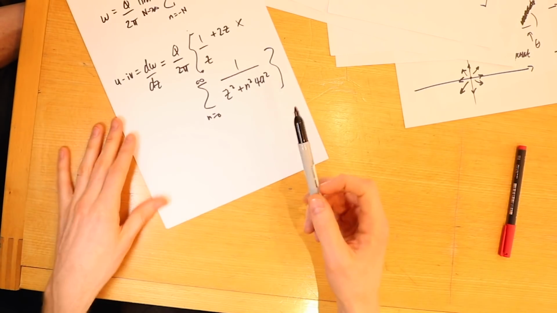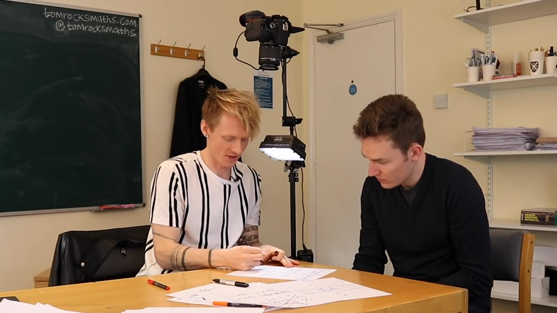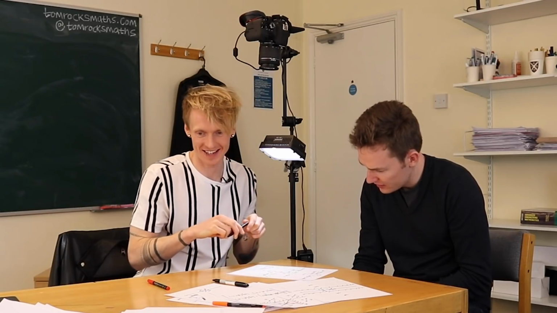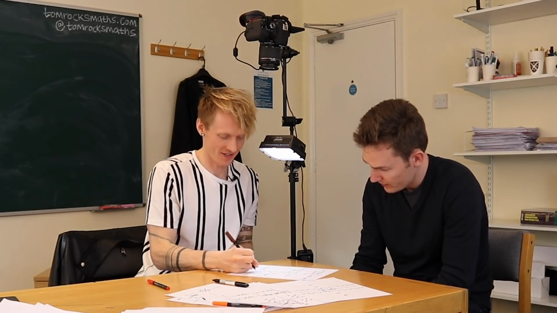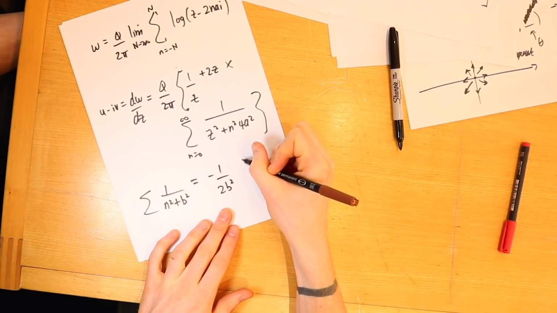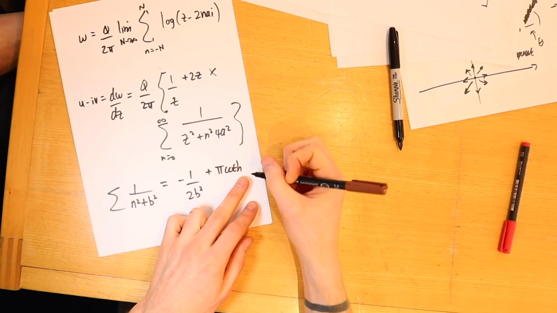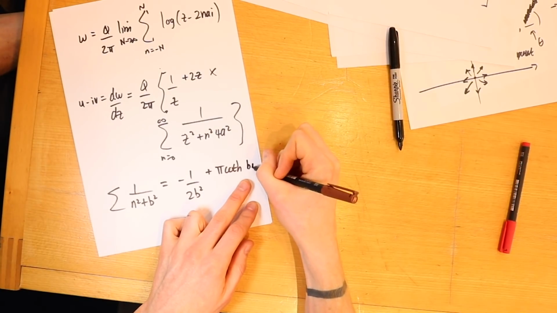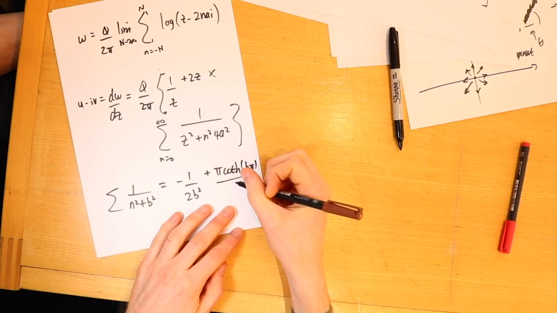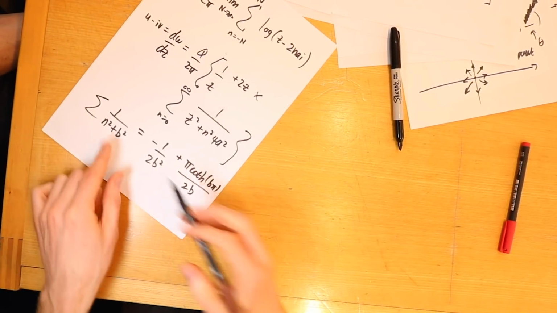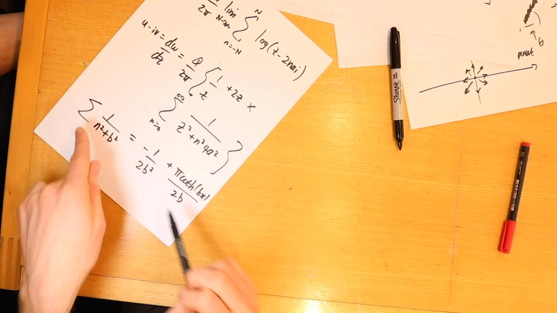So the known sum here, I say known, it's potentially not that well known, but there's certainly a sum which is the sum of 1 over n squared plus b squared. Will this be cotangent? Yes, it is indeed. It is equal to minus 1 over 2b squared plus pi over 2b times coth, the hyperbolic cotangent of b pi. So we have this sum, and then this looks like this with the appropriate choice of b.